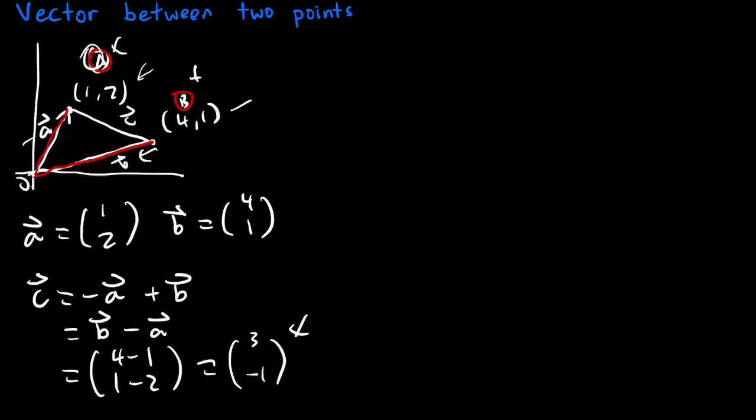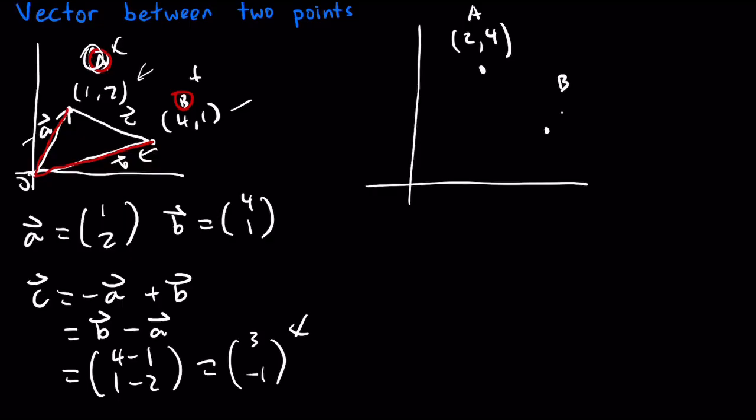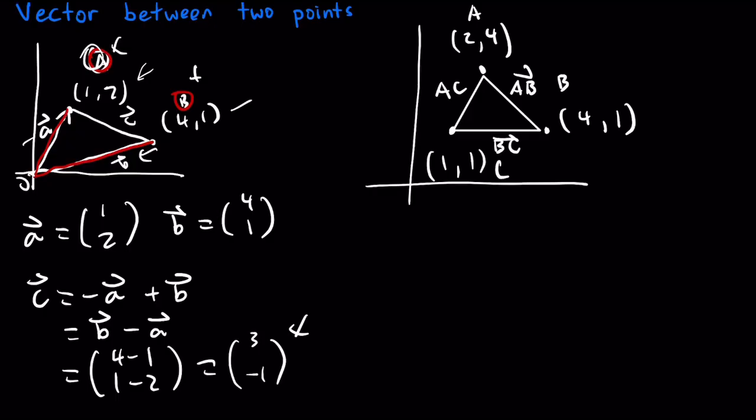Now, let's look at an example question. Let's say we have 3 points. We have point A, this is 2, 4, and we have another point B, this is 4, 1, and let's say we have another point here that's not at the origin, and this is, say, point 1, 1, and this is point C. Together, these points form a triangle. But how do we find the perimeter of this triangle? Well, first of all, we need to find the vectors for each side. So let's say this is vector AB, this will be vector BC, and this is vector AC.